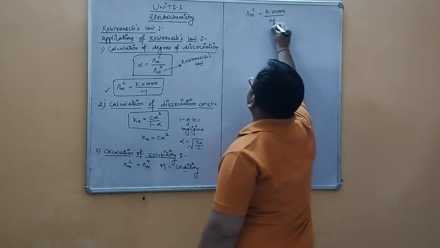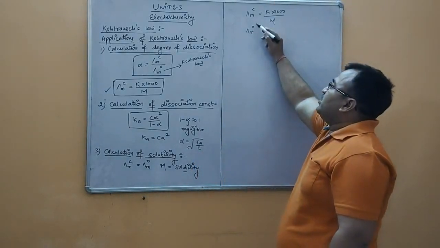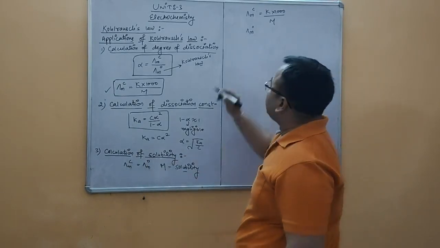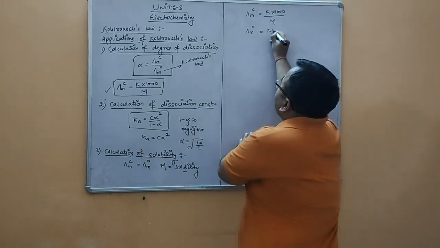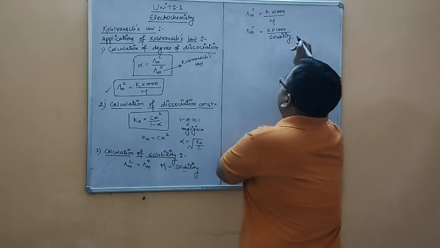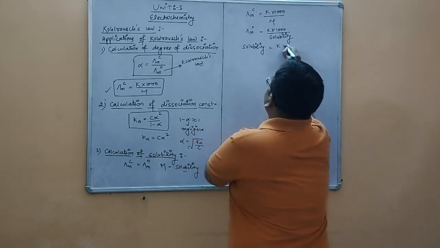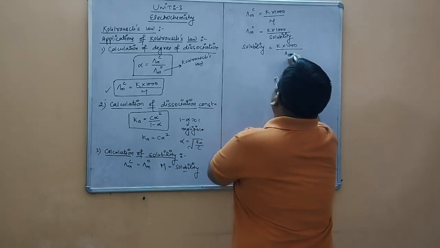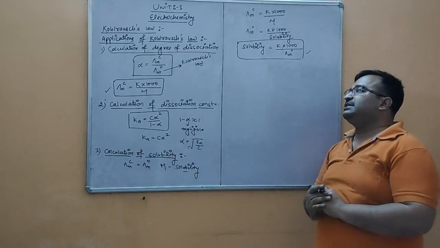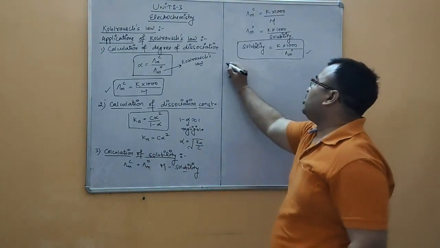So when the molar conductance at given concentration C equals the molar conductance at infinite dilution, in the K into 1000 expression we can write molarity as solubility. So solubility equals K into 1000 divided by molar conductance at infinite dilution. This is the formula with the help of which we can easily calculate the solubility. I hope these three applications are clear to you. So this is all about the Kohlrausch law.